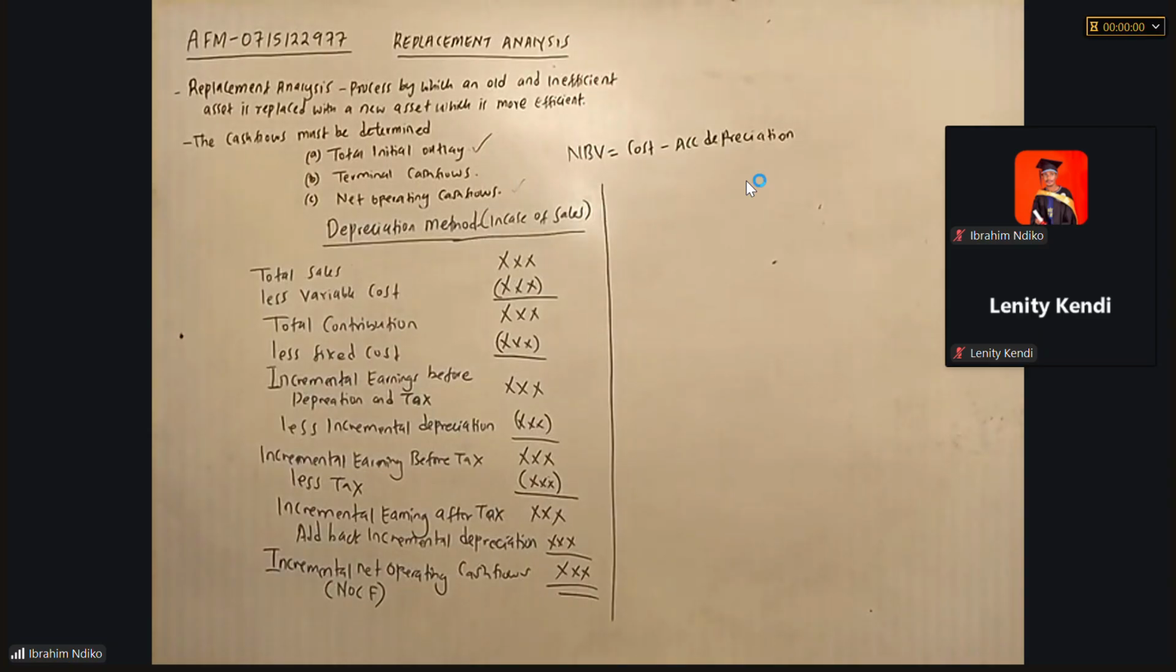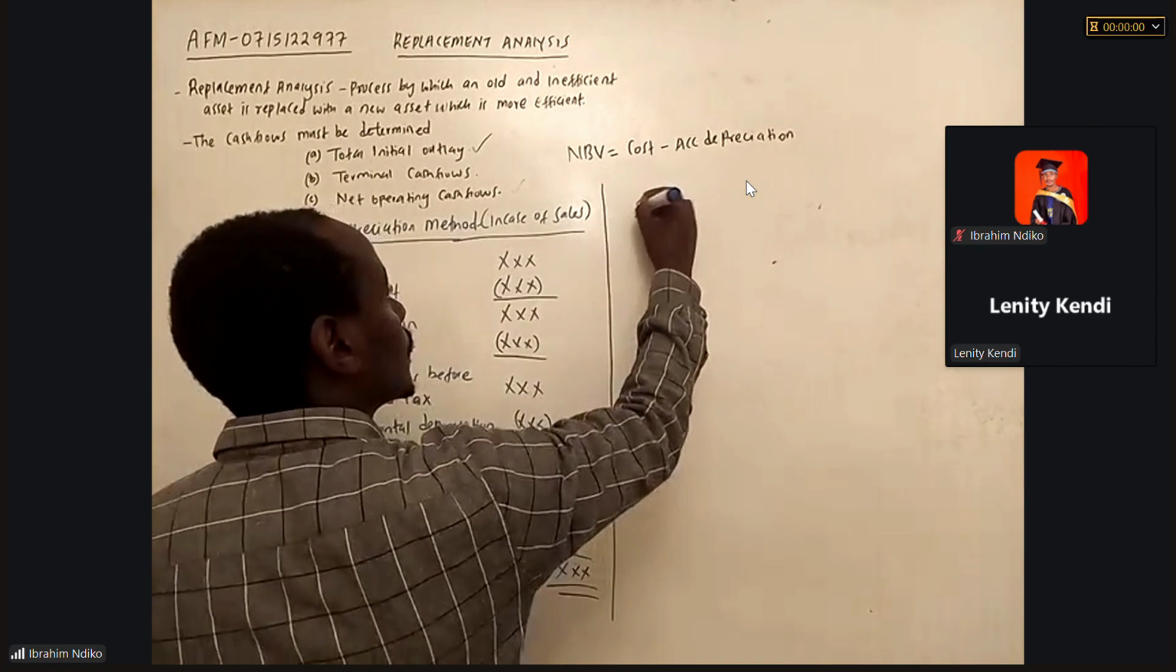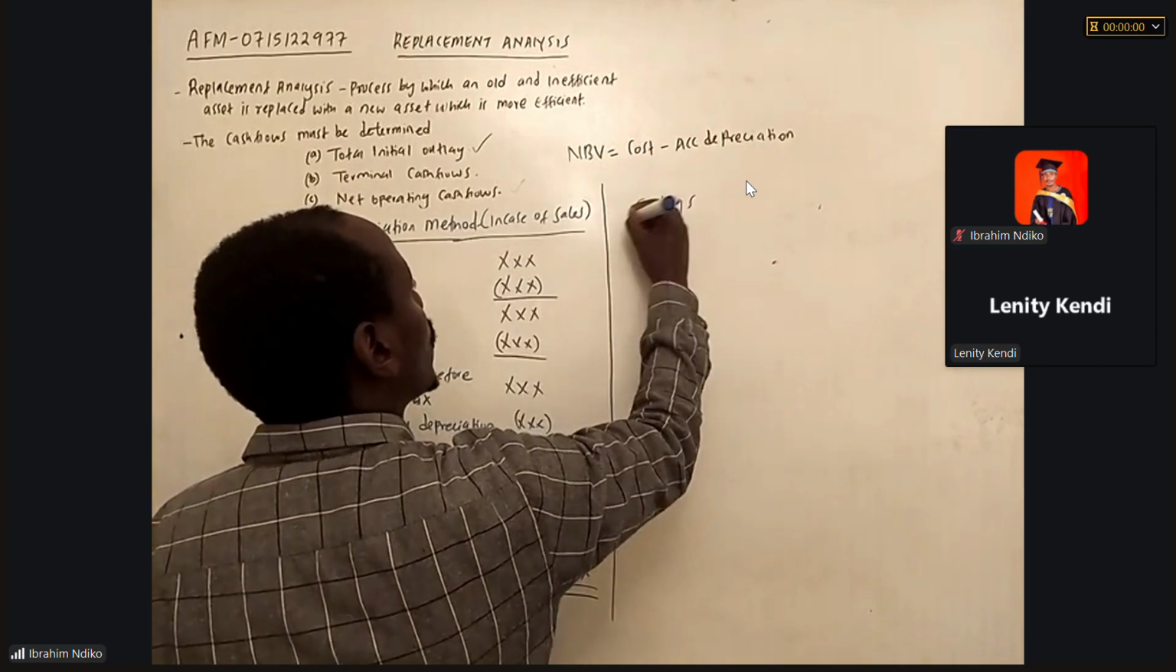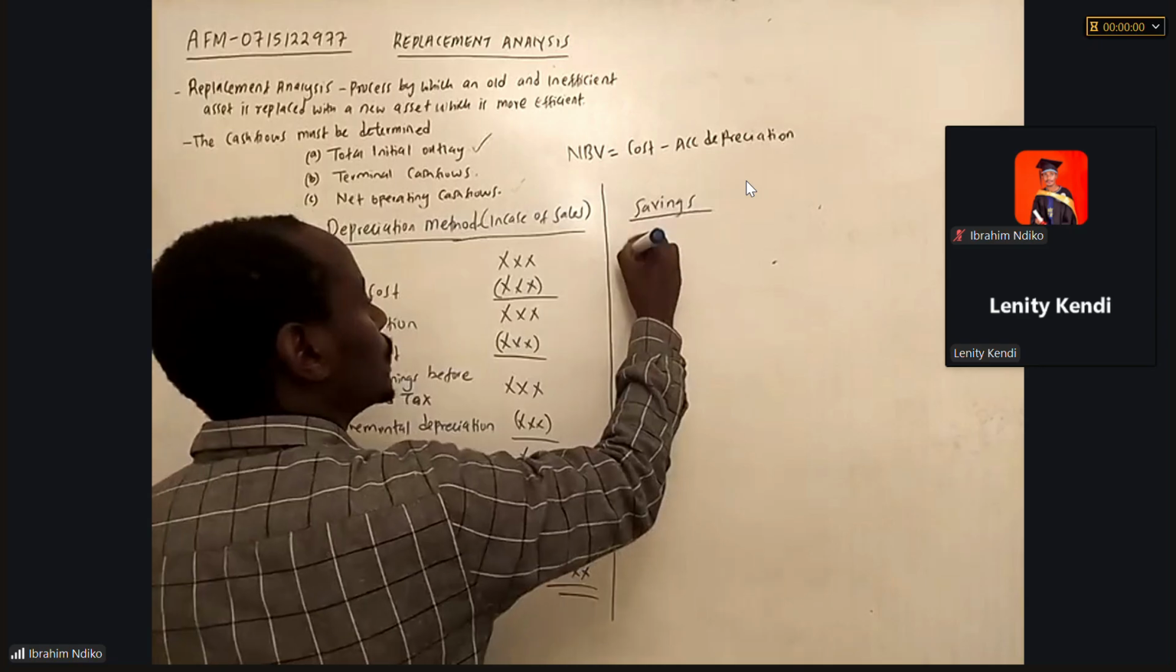But in another situation, you won't be given sales. In that situation, you will not be provided with the sales; you shall be provided with the savings. So in the case of being provided with the savings and not sales, how are you going to do it? You start with the savings.